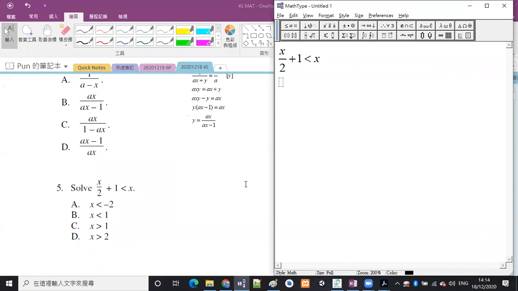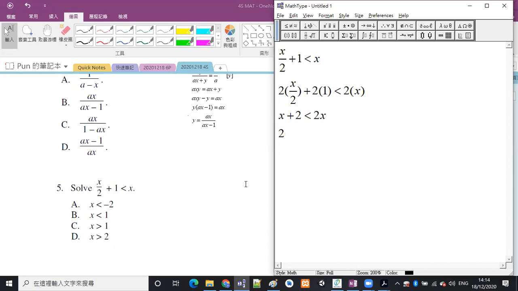So it's multiplying by 2, plus 2 times 1 less than 2 times x. The first term becomes x plus 2 less than 2x, and I will try my best to keep the x term on the positive side.